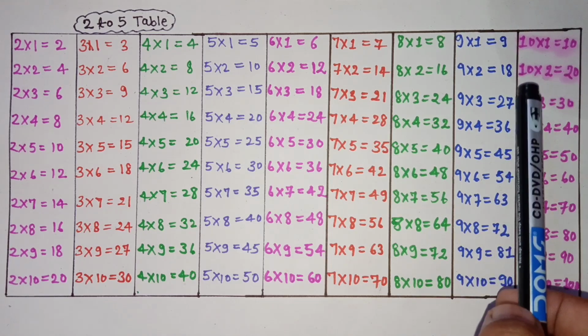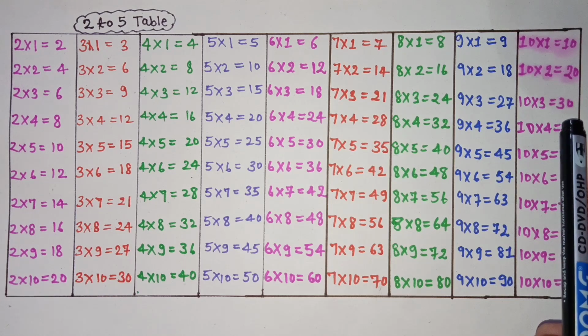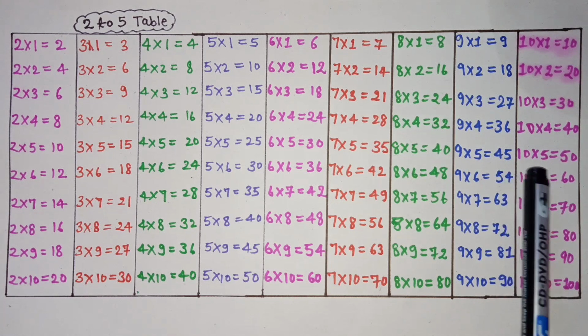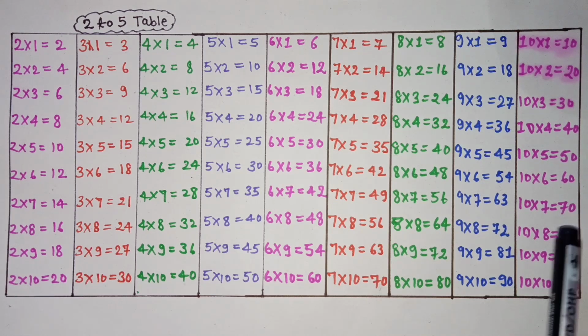10 1s are 10. 10 2s are 20. 10 3s are 30. 10 4s are 40. 10 5s are 50. 10 6s are 60. 10 7s are 70. 10 8s are 80. 10 9s are 90. 10 10s are 100. Thank you.